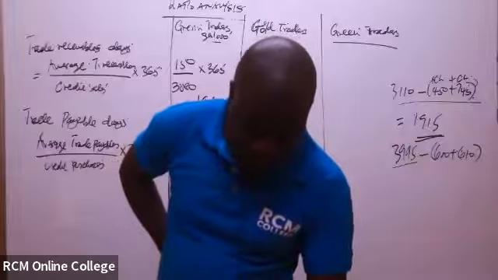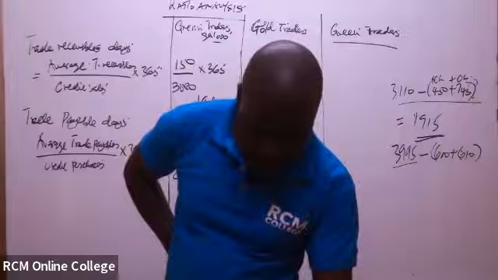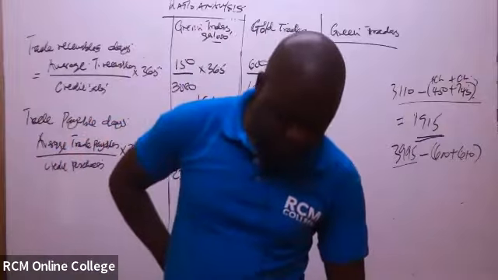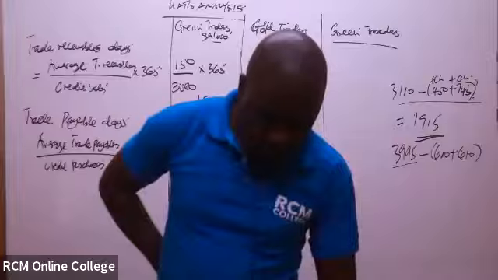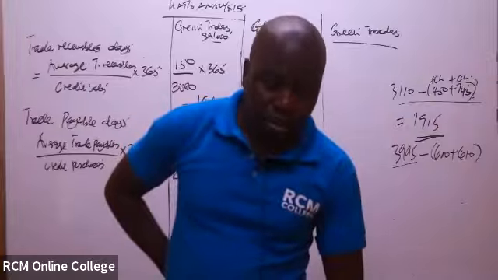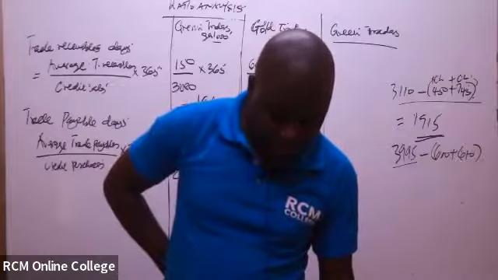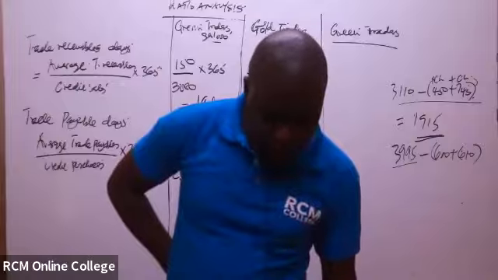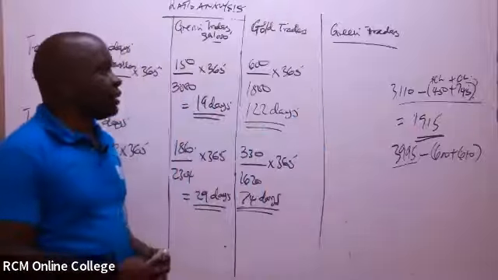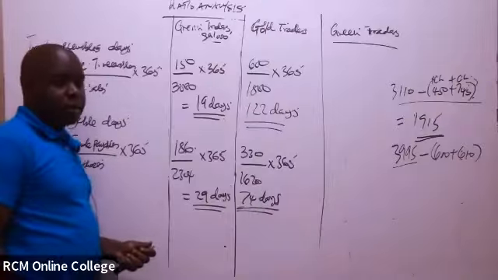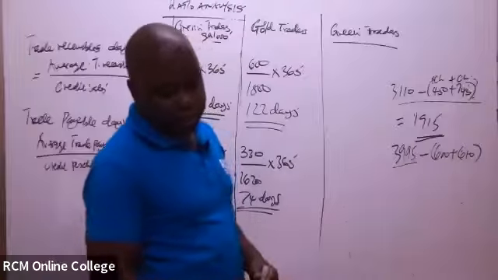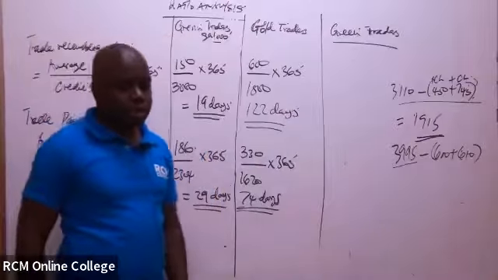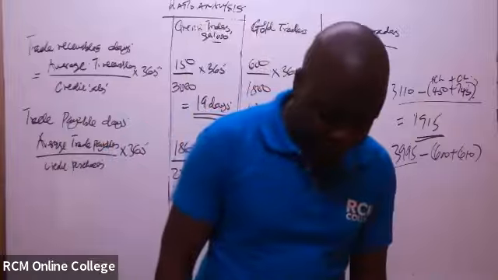So the company shows, you can write, the company shows a low profitability compared to gold traders, full stop.